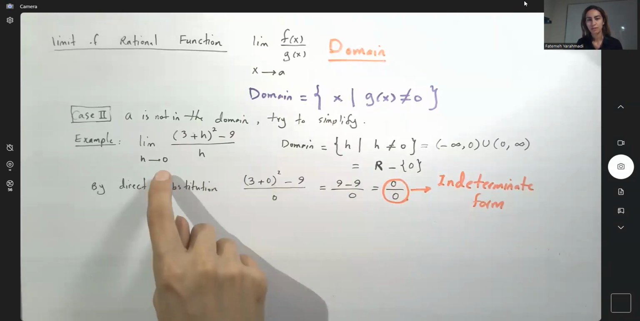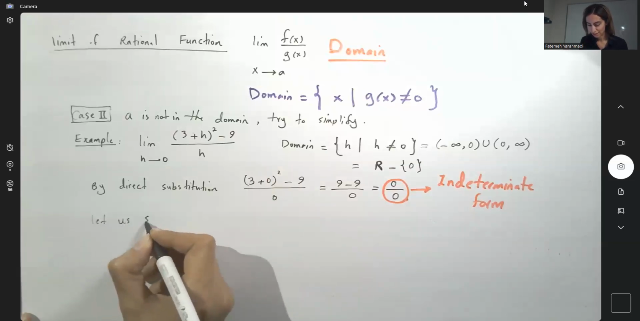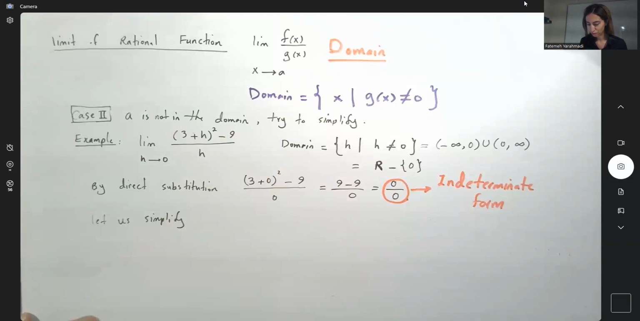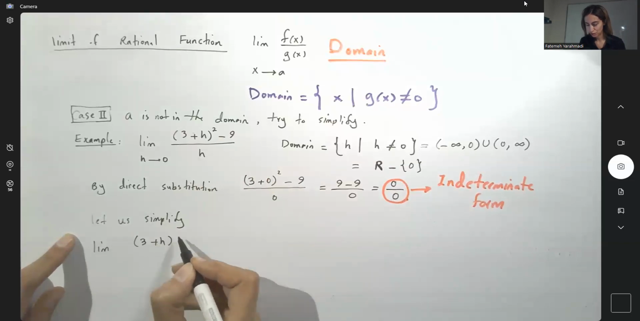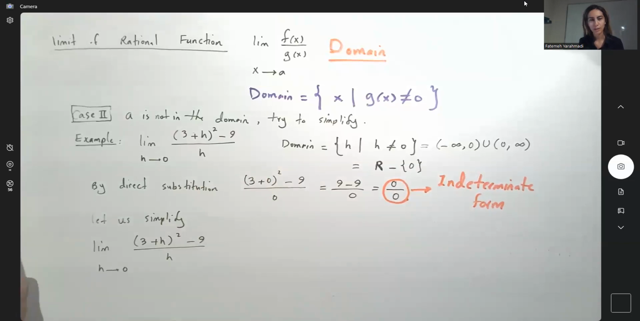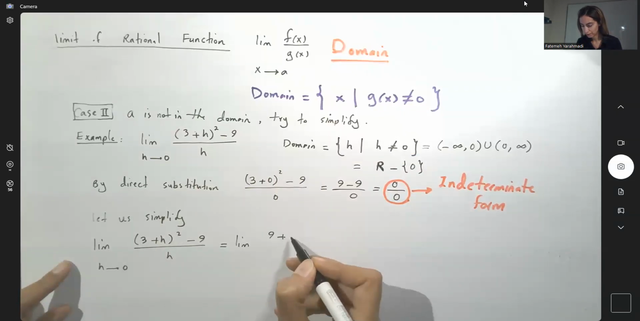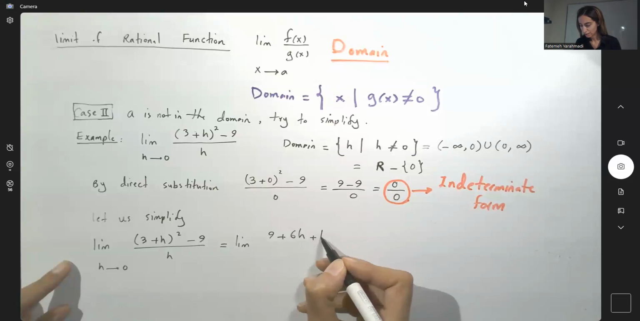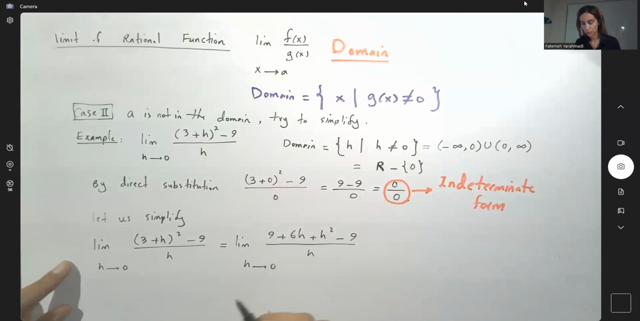So again, since 0 is not in the domain of this function, we're going to try to simplify it as much as we can. So let us simplify. We have the limit of (3 plus h) to the second power minus 9, divided by h, as h goes to 0. But how do I simplify this? It becomes 9 plus 6h plus h squared minus 9, divided by h, as h goes to 0.